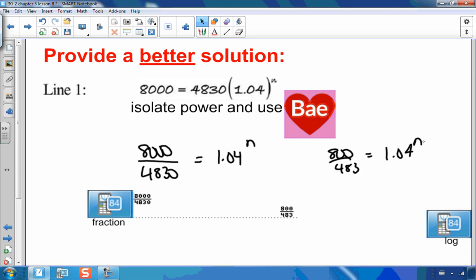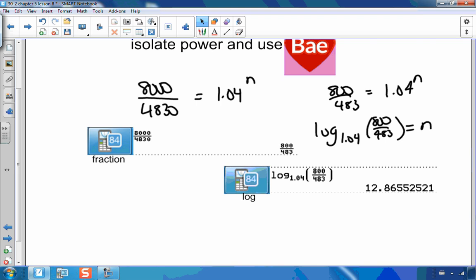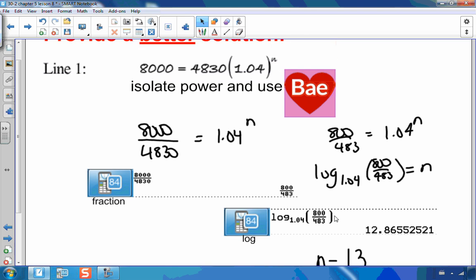And then I'm just going to switch it to log form. So base of the answer equals the exponent. Then I can just put it in the calculator and see if I get the same answer. And I do get the same answer. So 13, again, rounding it to 13. This would be much easier here. So anytime you have just one power, I want you to switch to log form, so much easier.